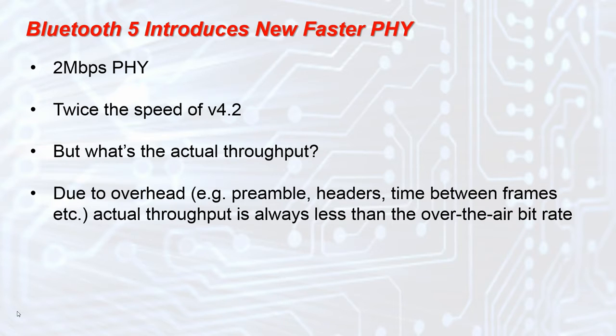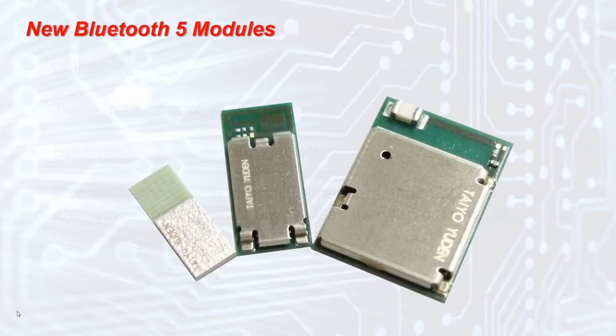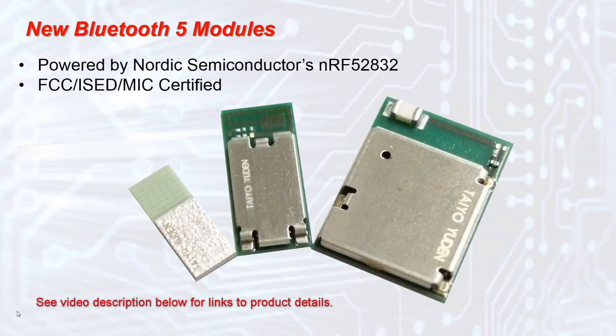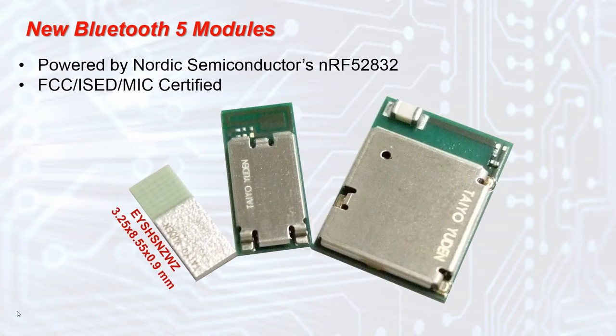Before we do the demo, let's have a quick look at the 3 new Bluetooth 5 modules from TAIYO Yuden. All 3 modules are based on Nordic Semiconductor's powerful nRF52832 chipset. And to help you get to market quicker, these modules are already radio certified for use in the US, Canada, and Japan. First is our ultra-small module, the EYS HSN ZWZ.